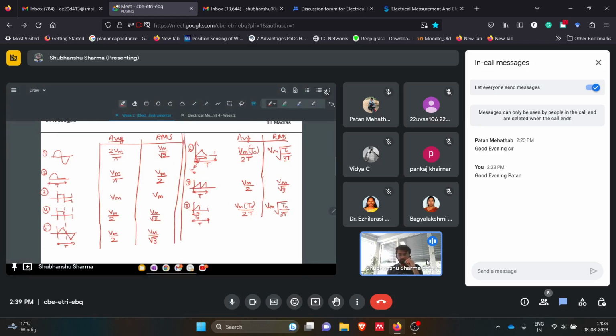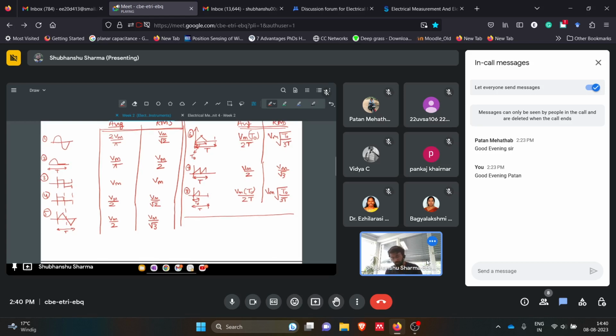Okay, I'll give you some time to note this table, because it will be useful for today's session and in general also. You should know these basic average and RMS values of these quantities, and you can take help of this for solving today's questions and in future also.